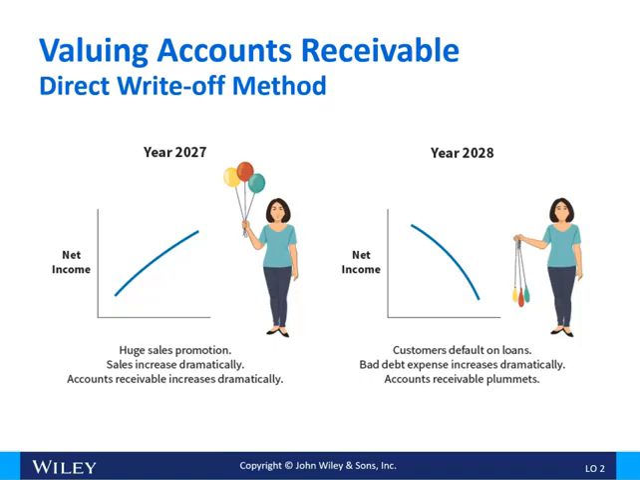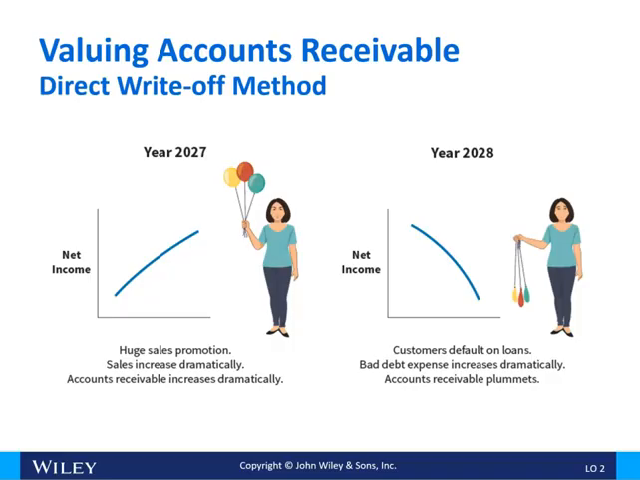Further on to that, using the direct write-off method, say in year 1, 2027 here, we have a huge sales promotion. Our sales increase dramatically. That means our accounts receivable are going to increase dramatically. It's all a good thing. Our net income is going to increase as well. The next year, if customers start to default on what they owe us, our bad debt expense is going to increase, which is going to drive down net income.